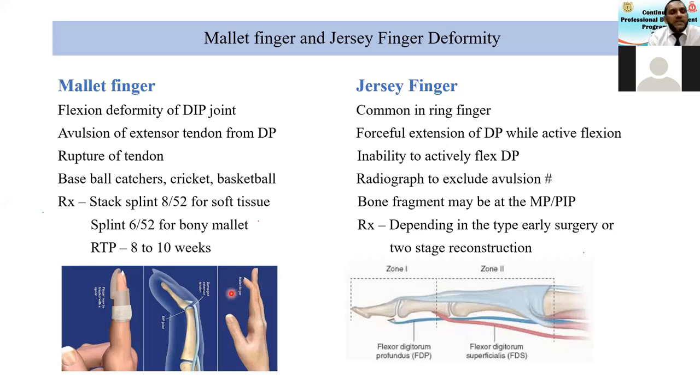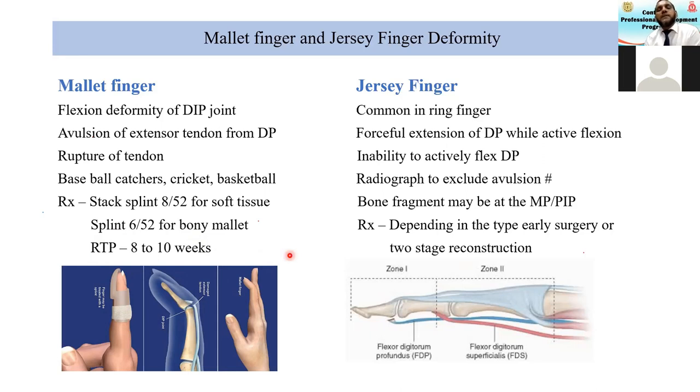The management is a stack splint, which has to be applied for 8 weeks. If there are only soft tissue injuries, with no bony avulsion, it can be managed for 8 weeks. If there is a bony mallet injury, where the bone is avulsed, the immobilization is a little shorter, 6 weeks. Usually return to play is about 8 to 10 weeks for this condition.